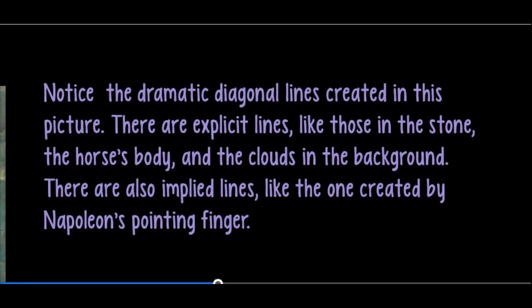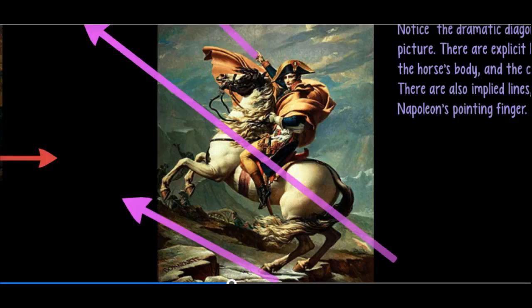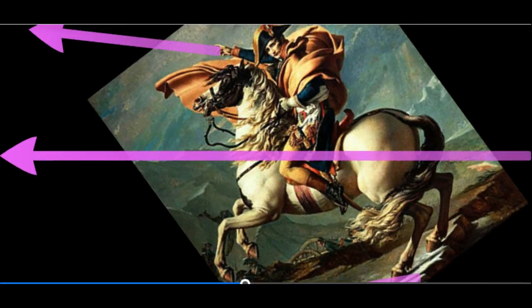And here, this picture uses dramatic diagonal lines to create a sense of drama as Napoleon is conquering Europe. The cloak, the horse, the wind-whipped hair all create both explicit and implicit lines. The pointed finger would be an implicit line, whereas the bridle and the hair are explicit lines. Lines of sight include both the viewer's lines of sight and Napoleon, who is gazing out at the viewer.